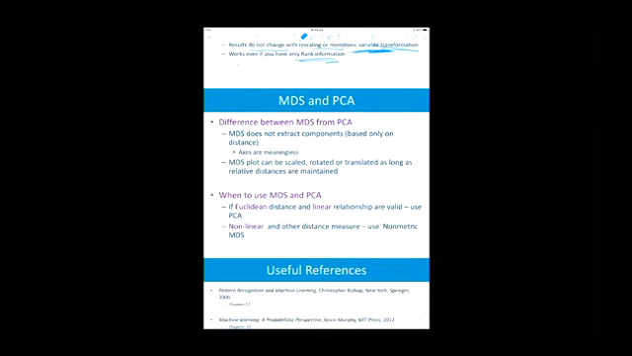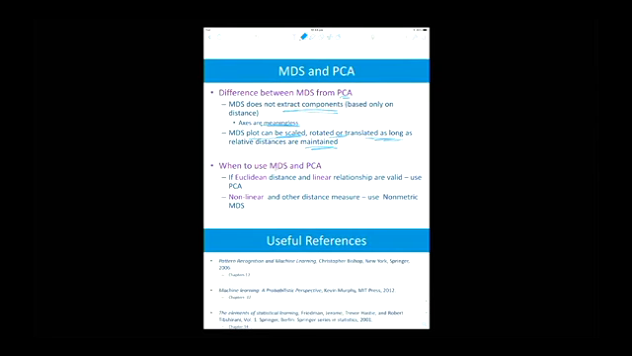So, the difference between MDS and PCA: MDS does not extract components, okay? The axes are meaningless. Whereas in PCA, the axes have meaning, because they are the axes of maximum variance and you will be able to go back and forth. MDS can be scaled or rotated or transformed as long as relative distances are maintained, whereas in PCA you have to be very careful on that. You should not do those things.